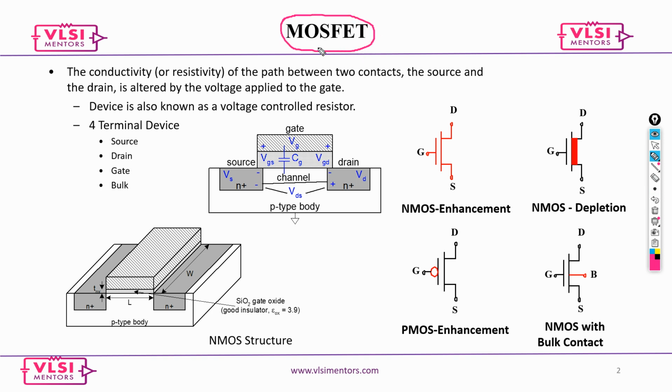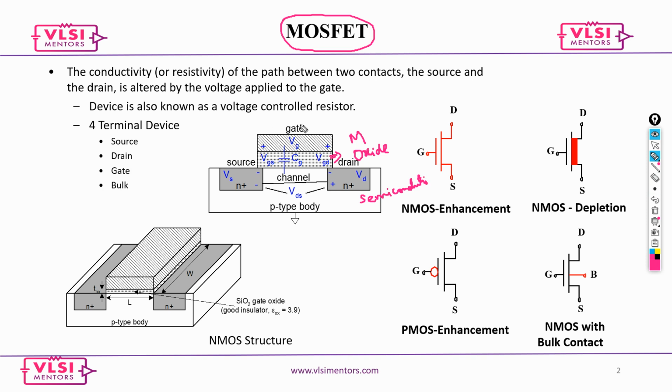So what is this MOSFET? MOSFET means metal oxide semiconductor. When I say metal, it means your gate is metal, and this is oxide, silicon dioxide, and then this is semiconductor.